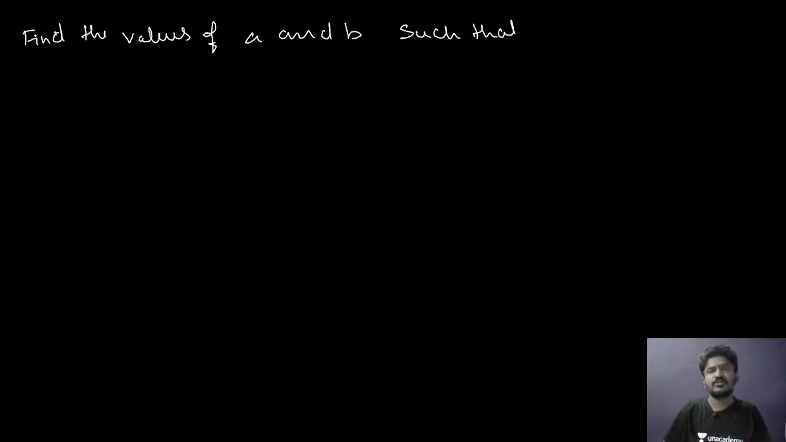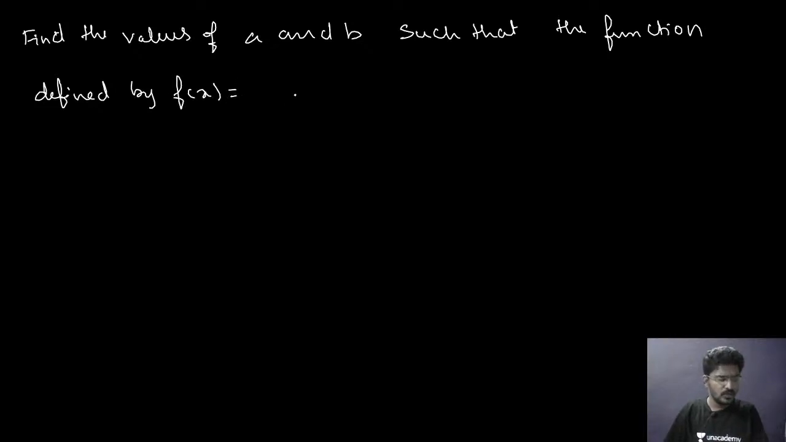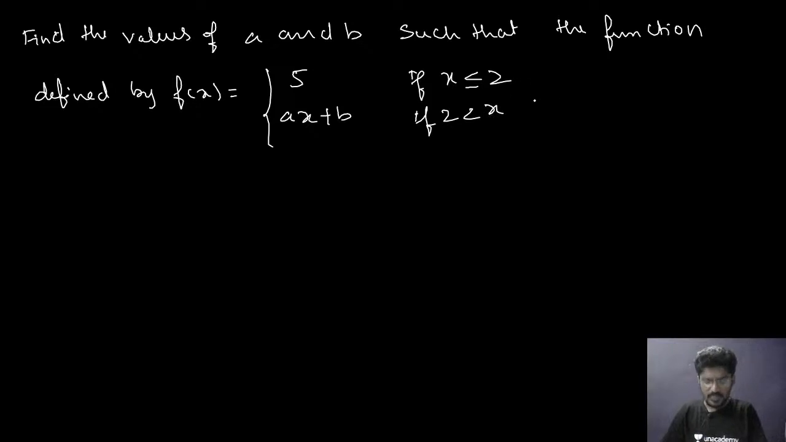Find the values of A and B such that the function defined by f of x is equal to 5 if x is lesser than or equal to 2, ax plus b if x is greater than 2 and lesser than 10, and 21 if x is greater than or equal to 10. So this is the given function.